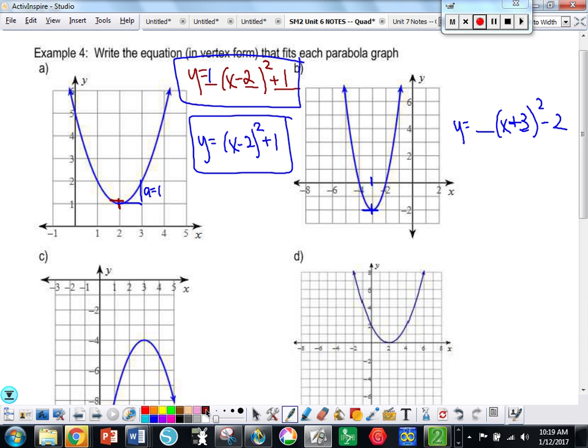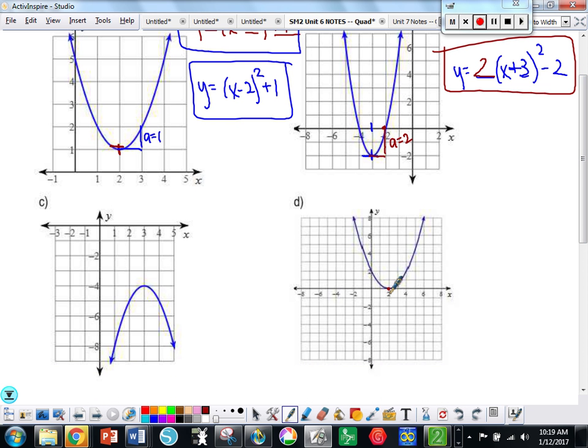Then let's look at the stretch. From the vertex, I went over 1 and up how many? So this number right here is 2. Y equals 2 times x plus 3 squared minus 2. Let's do one more. Part D.